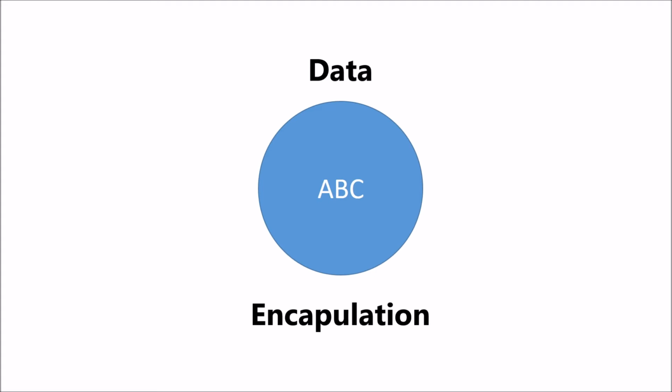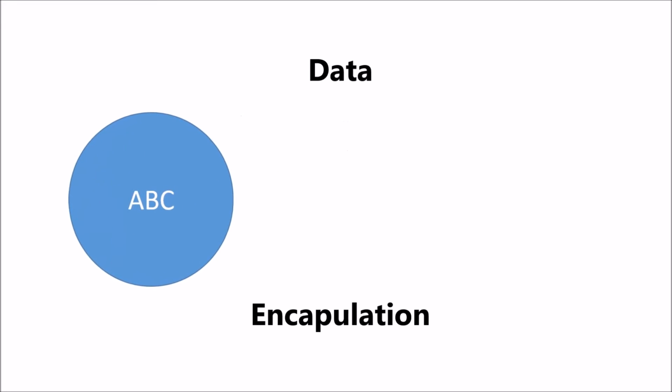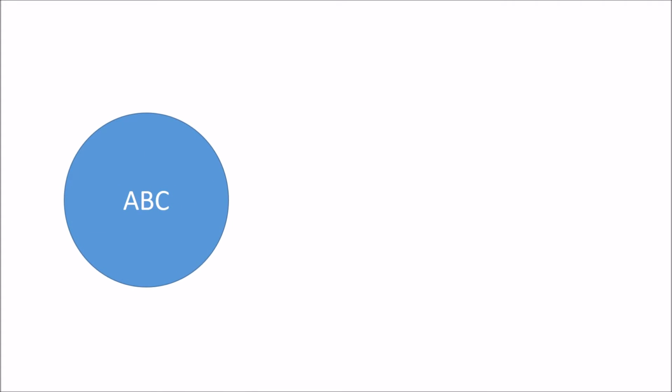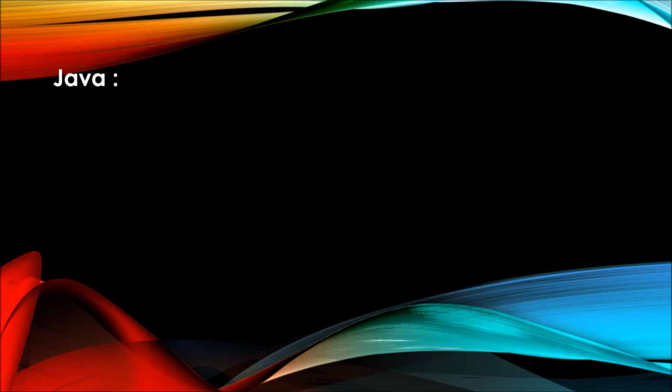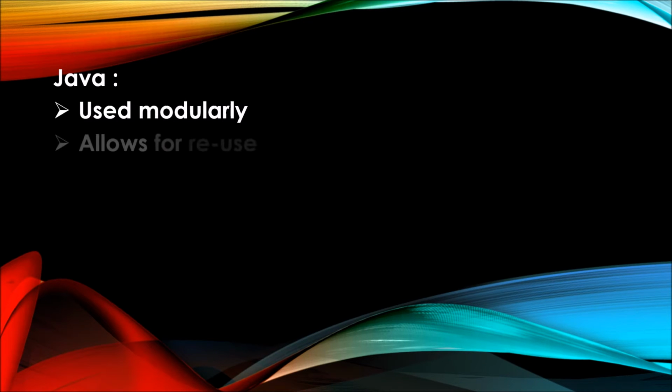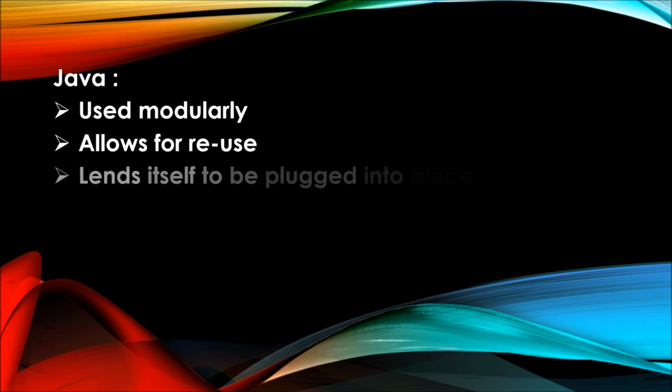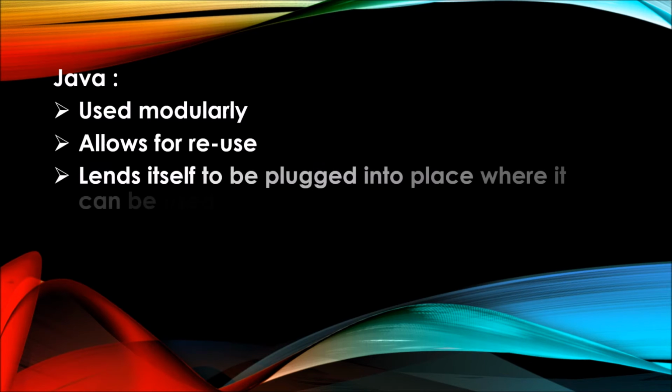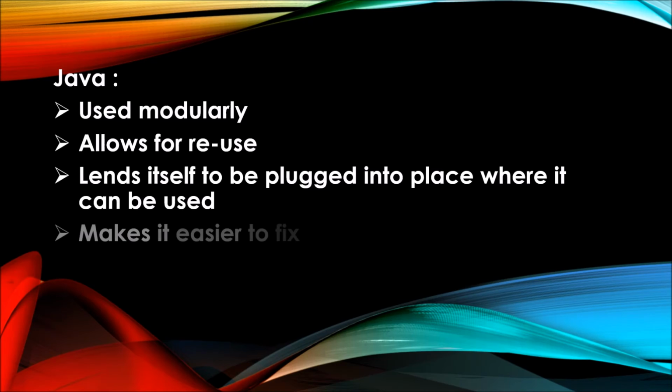While an object exists in your computer memory, it provides access to its public methods and fields. An object can only be acted upon through methods. Using Java to create unique object bundles, you gain the added bonus of creating code that can be used modularly in more than one place in your program. It hides and protects information, it allows for reuse, and lends itself to be plugged into place where it can be used even in different programs. This makes it easier to fix Java programs because instead of redoing the entire program, a programmer could just fix the object that needs to be fixed or replaced.